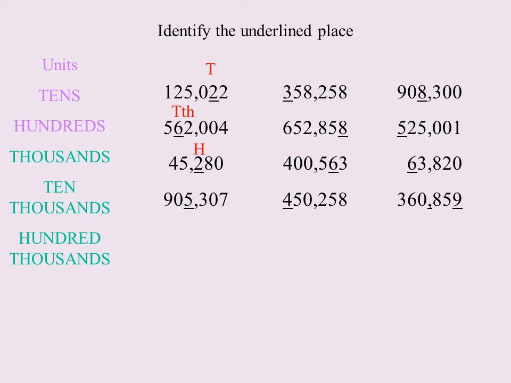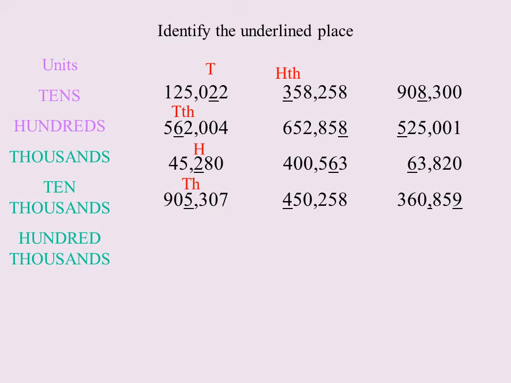905,307. 5 is now in the thousand family, but is it in the thousands, 10,000 or 100,000? Yes, excellent. It's in the thousands, so the place value of 5 is 1,000. 358,258. 3 here is in the 100,000 place, so the place value of 3 is 100,000.